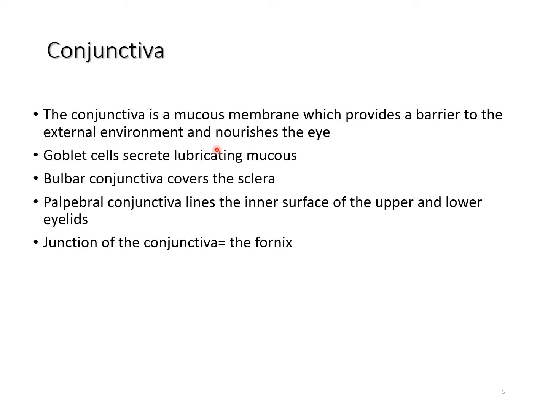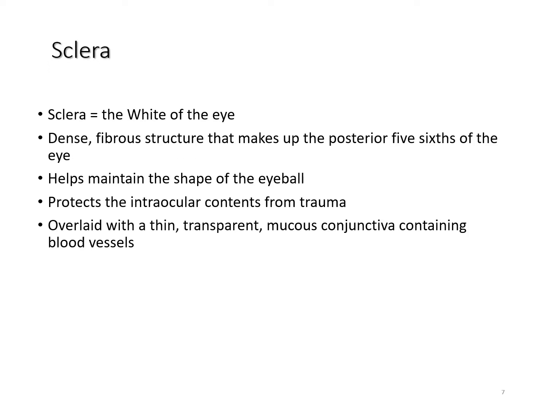Conjunctiva, we're familiar with already, because when somebody has conjunctivitis, we know that that's an infection to this specific area, right? So conjunctiva is a mucous membrane which provides a barrier to the external environment and nourishes the eye, okay? Sclera is the white of the eye, right? So it's more important that you can visually get a picture and then look at the picture of the eye. So when I'm talking about the different structures in relation to particular eye disorders, that you're able to see it and you can make sense of it, okay?